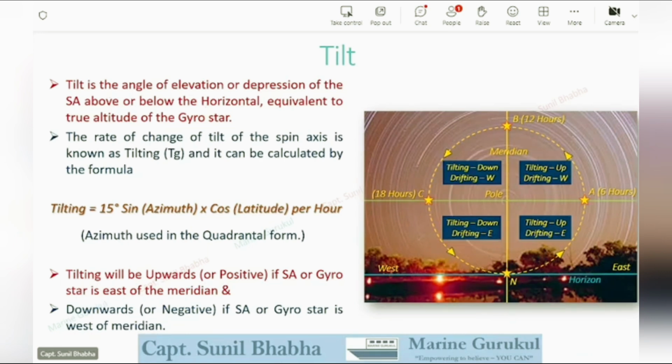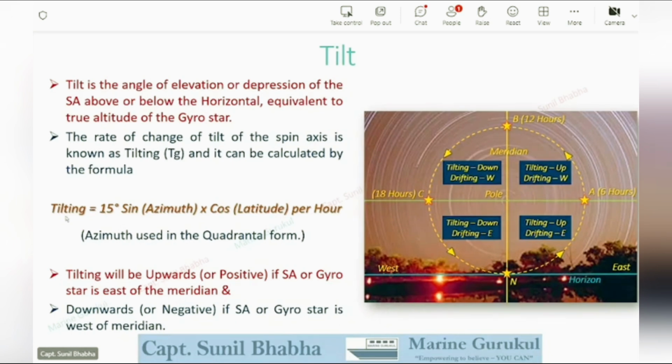अब देखो बेटा, tilt और tilting दो अलग अलग चीजें हैं. Tilt is basically equivalent to the altitude of the gyrostar, right? The gyrostar can be above the horizon. इस केस में तो below the horizon नहीं जा रहा है, but if you pick up another star, it may go below the horizon also. So tilt can be above the horizon, tilt can be below the horizon. इसको हम लोग बोलेंगे up tilt और down tilt, right बेटा?